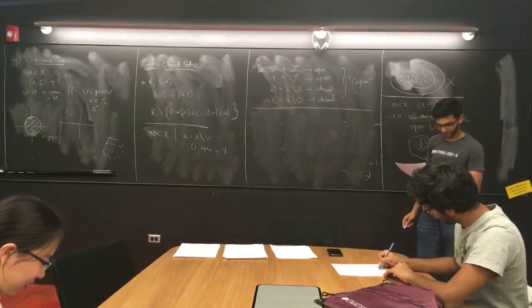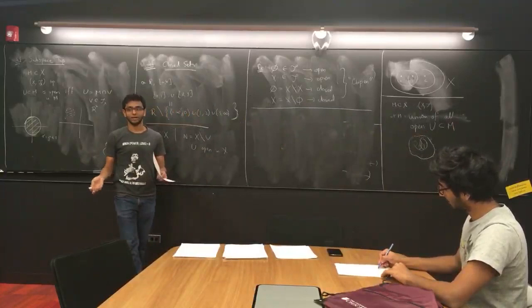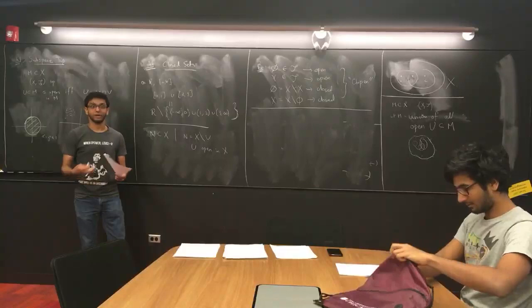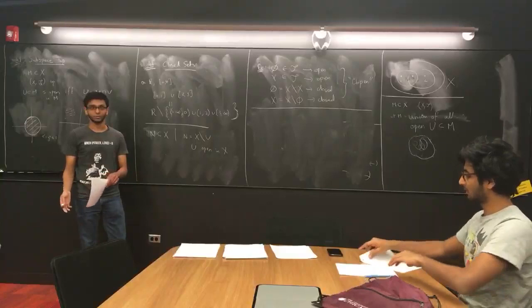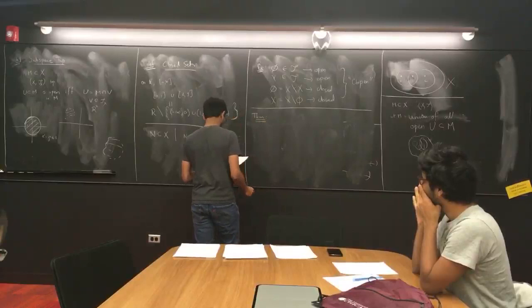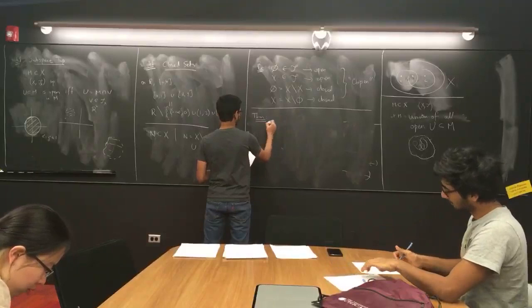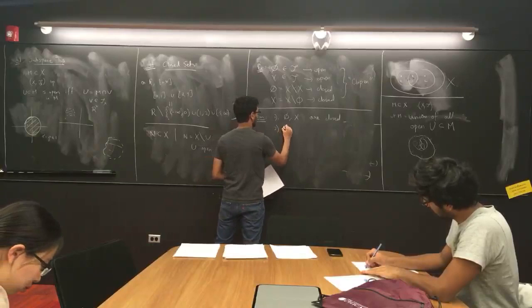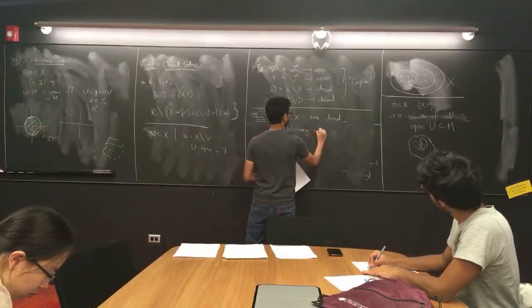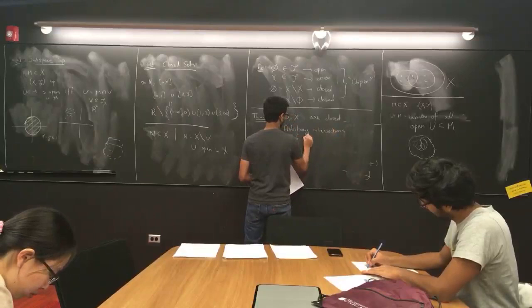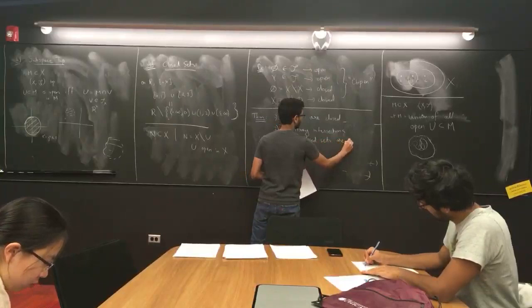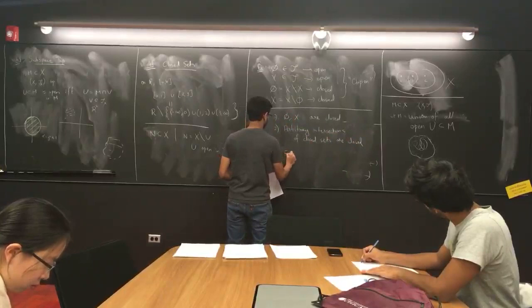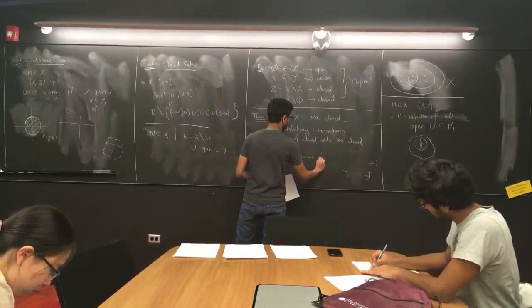We started out defining topology by defining open sets. We can alternately ignore open sets and start out by defining closed sets, and then define open sets as those sets that are complements of closed sets, using the following theorem: the null set and the full set are closed. Arbitrary intersections of closed sets are also closed. And finite unions of closed sets are closed.